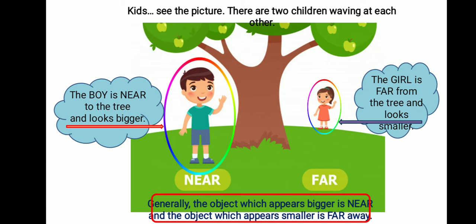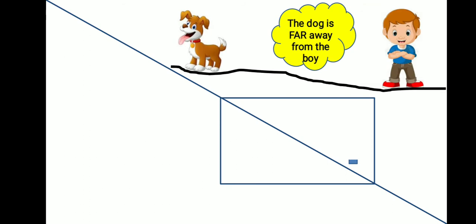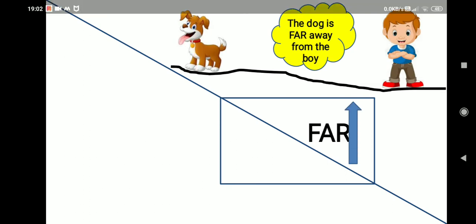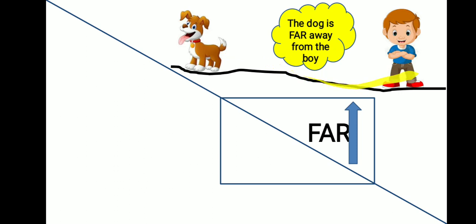Now kids, I am going to show you some examples. Now see this dog. This dog is away from the boy. Now see this distance. The dog is away from this boy.